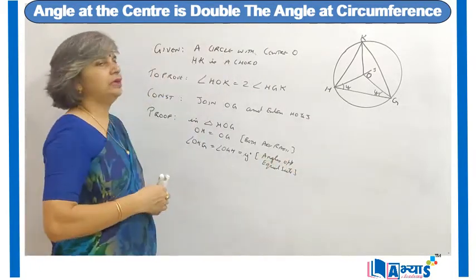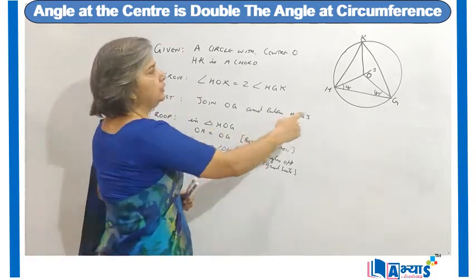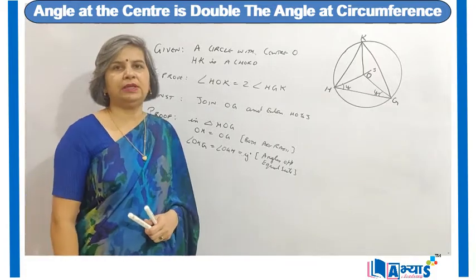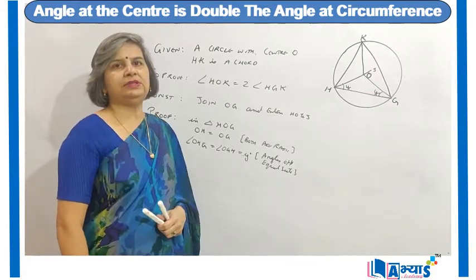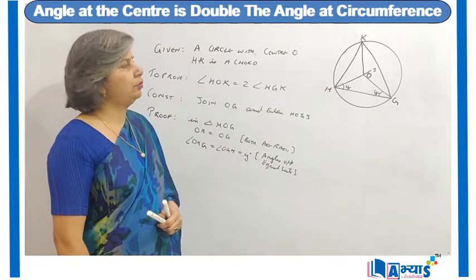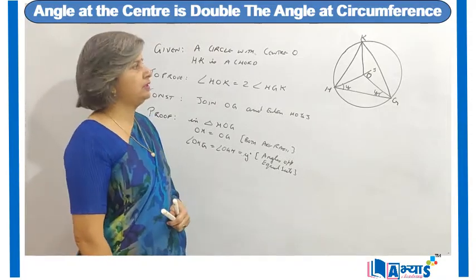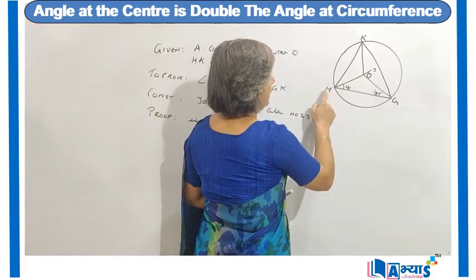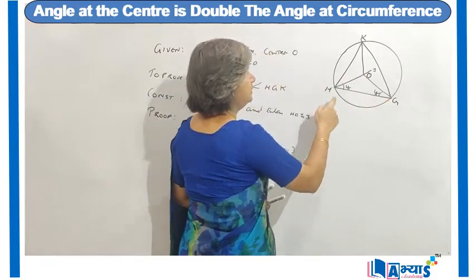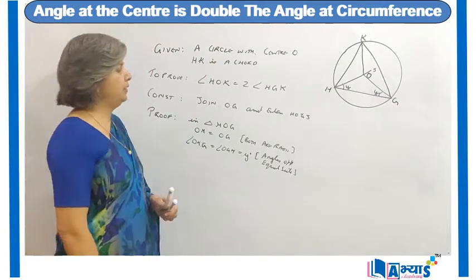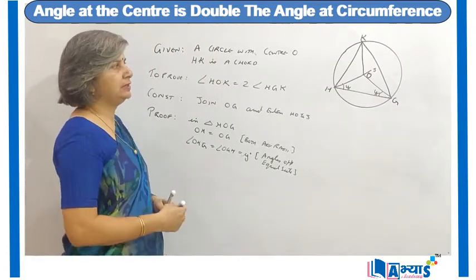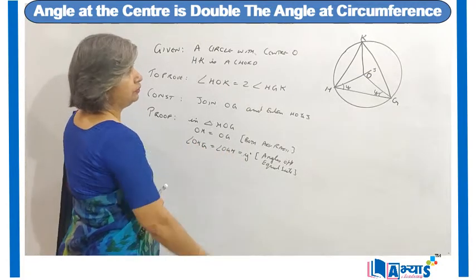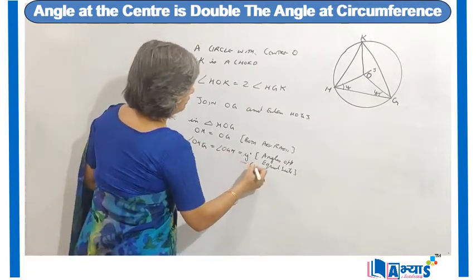In triangle HOG, OH and OG are the radii of the same circle, so they are equal. So we can say that OHG is an isosceles triangle with OH equal to OG, so the base angles will be equal, that is angle OHG will be equal to OGH. Let each angle be equal to Y. So angle OHG is equal to angle OGH equal to Y degree. Let us mark it as equation 1.